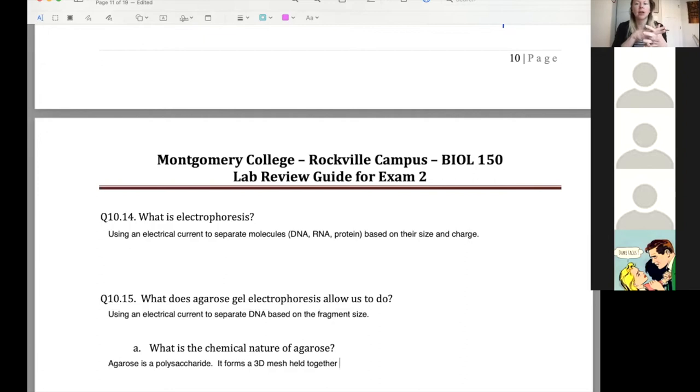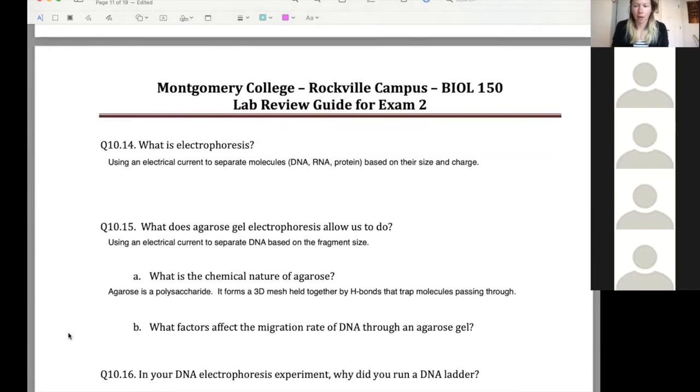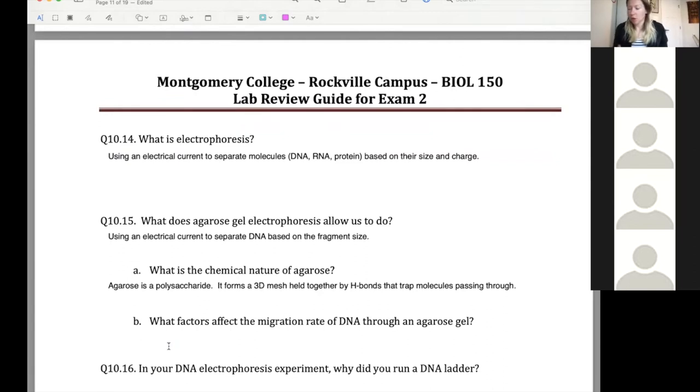And so when you're passing these molecules through it, larger molecules are going to get caught up in this mesh and they're not going to travel as far as the smaller molecules. So I mentioned that the larger molecules get stuck sooner than the smaller molecules. So that's one thing that affects the migration rate of DNA through the agarose gel, is just that fragment size. What else can affect migration rate?